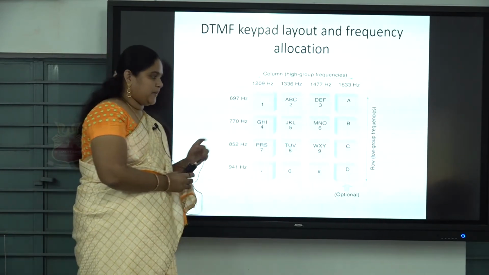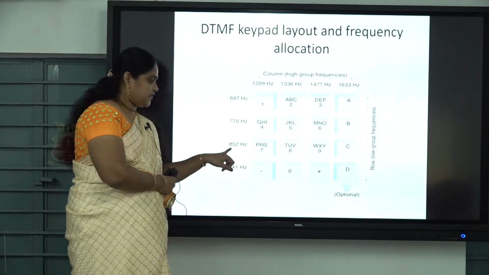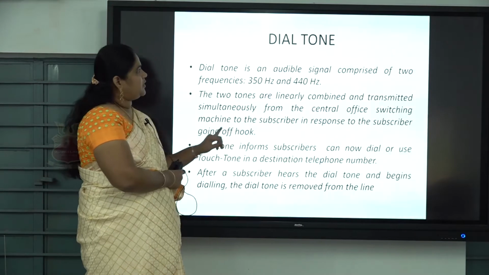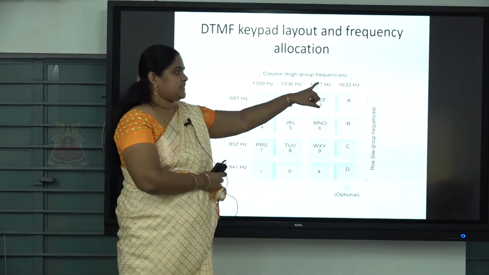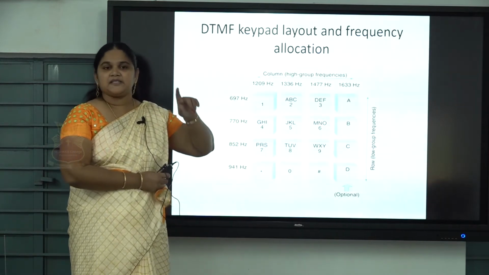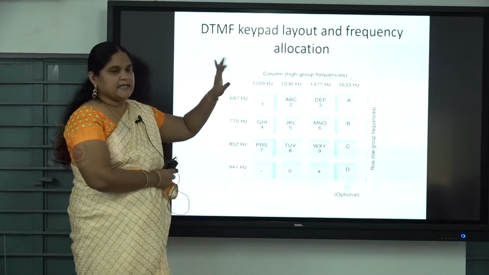If we want to make a call and we press number 9, 852 Hz plus 1477 Hz will be added and sent to the nearest telephone exchange. This is called DTMF.